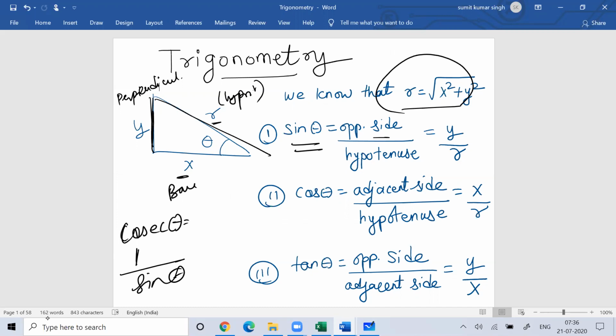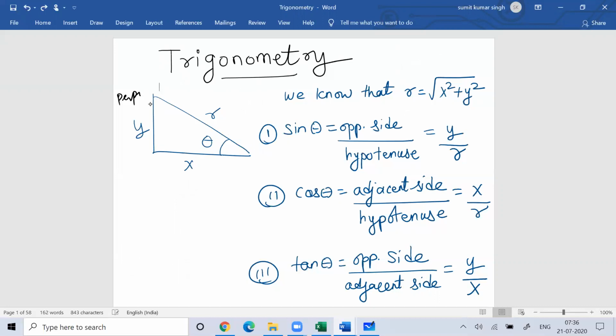Whenever we talk about trigonometry, there is something called sine theta. Sine theta means your perpendicular divided by hypotenuse. Perpendicular divided by hypotenuse is called sine theta.